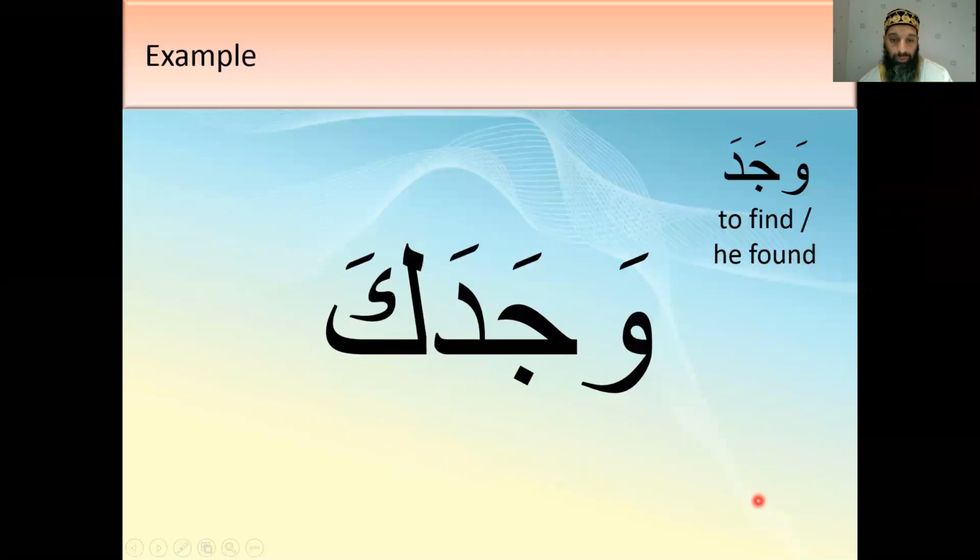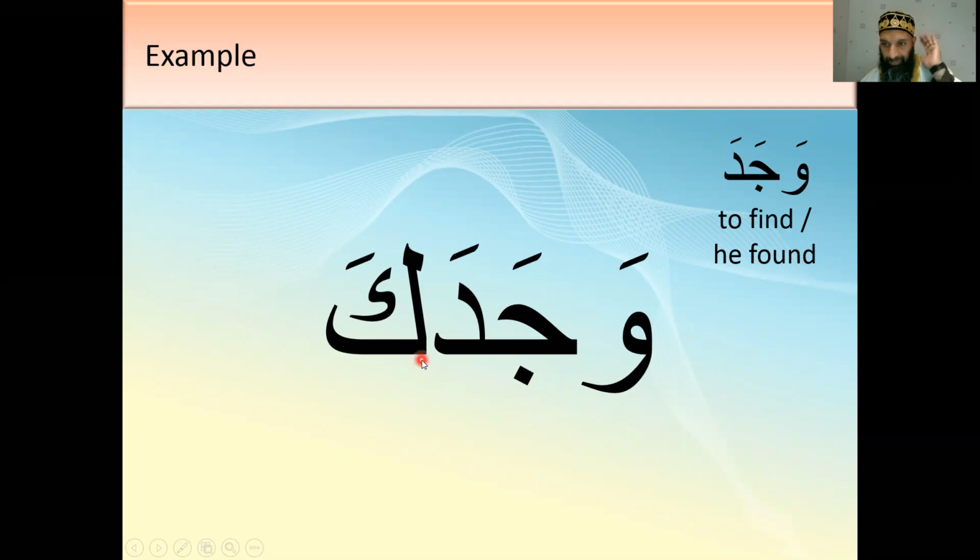Right. Next one, wajada. Now this is a bit tricky. Don't look at that kaf. Wajada means he found. It's a complete verb. This ka is an addition. What does this ka do? It's the ka from last week. He found you, masculine. Not you found. Wajada means he found. The ka is a pronoun that we learned last week. It's like your book, kitabuka, remember? Your book. So he found you.